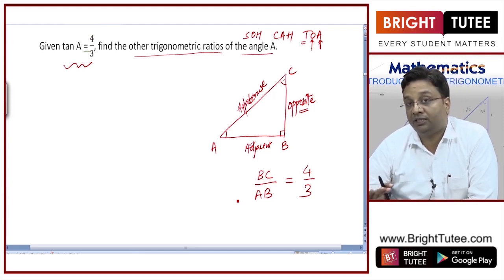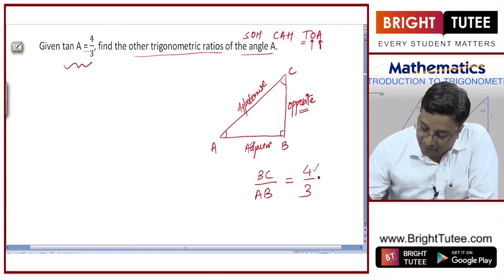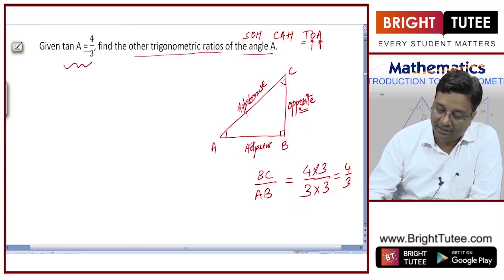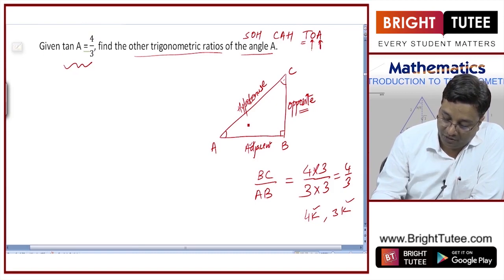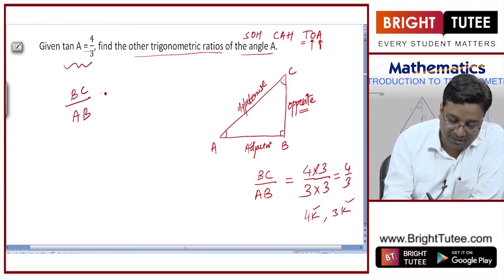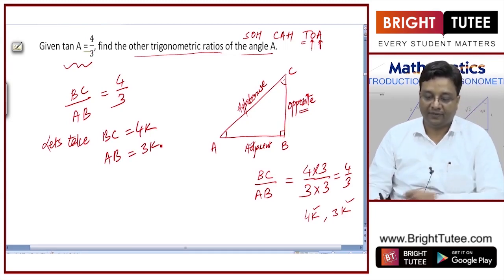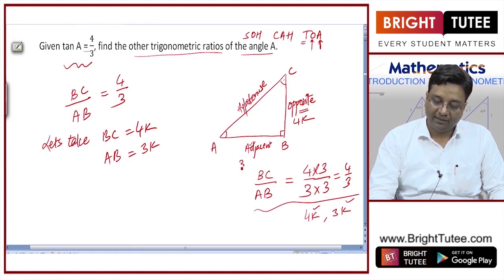So, the question has not given the absolute value of side BC. So, if some student says that the side BC is 4 units, no, he is wrong, because even if this side BC is, let us say 12 and side AB is 9, the ratio will still be 4 by 3, right? So, you always take these sides as 4k, 3k, and k can be any integer, right? So, in this particular case, tan A is equal to 4 by 3, and what is tan A? It is BC upon AB. It is equal to 4 by 3, right? So, let us assume BC equal to 4k and AB equal to 3k. I have explained you the logic here, right? So, let us take this BC as 4k and this AB as 3k.